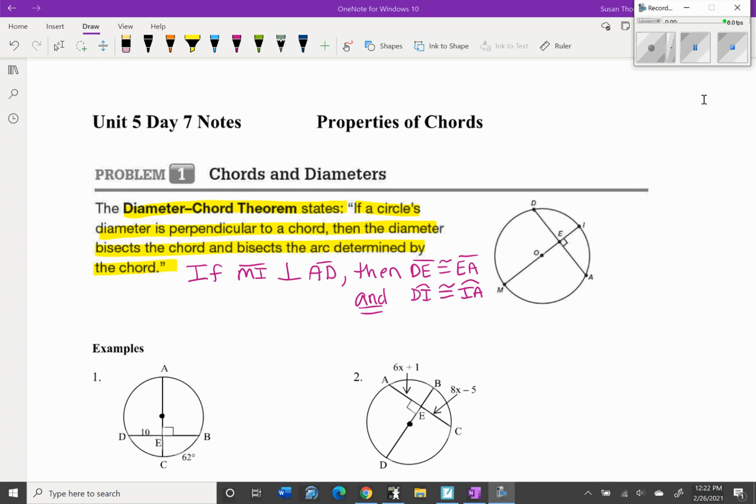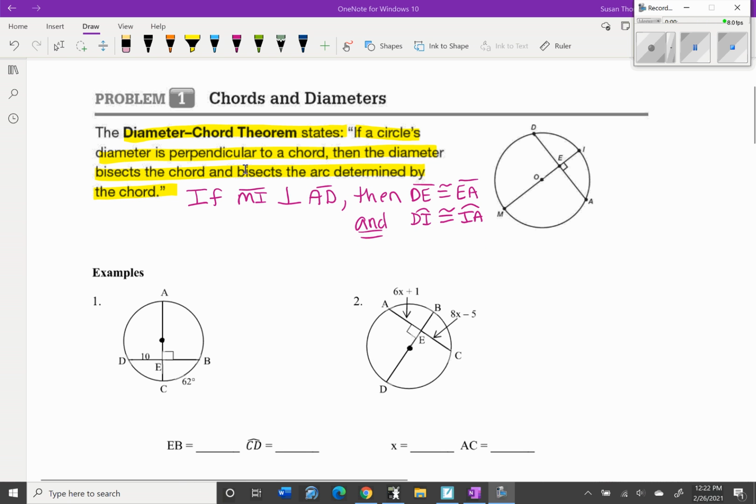Today we're going to talk about properties of chords. So first we're going to look at chords and diameters. The diameter chord theorem states, if a circle's diameter is perpendicular to a chord, then the diameter bisects the chord and bisects the arc determined by the chord.